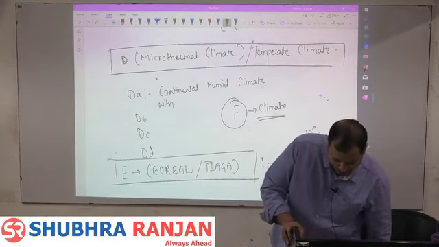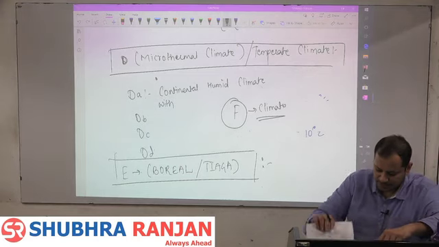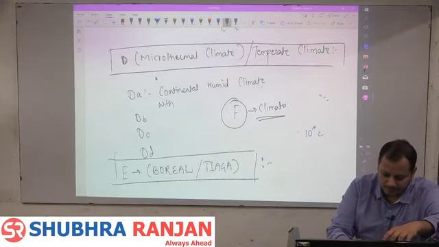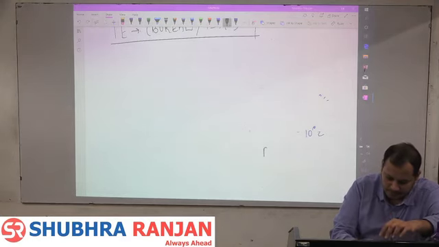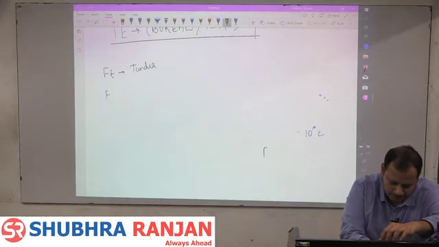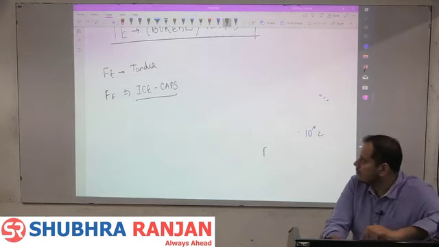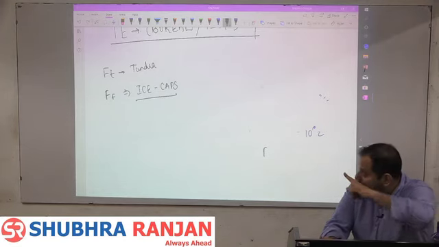On the basis of temperature variations, it is divided into FT, that is tundra, and F is permanent ice caps. FT tundra, small.